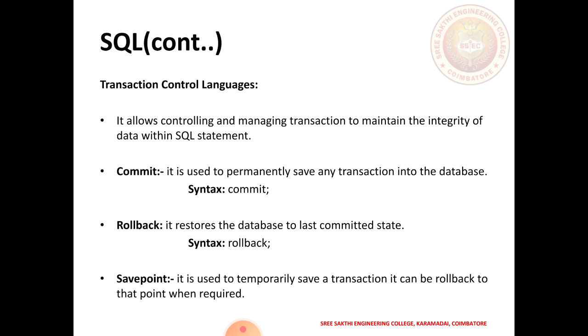Next, TCL, transaction control language. It is used to control and manage the transactions. Here we are using 3 syntax: commit, rollback, savepoint. Commit is used to make changes permanently. Whenever data operations have been performed or commands applied, after that, when we give the commit command, whatever operation has been done before the commit can be saved permanently. Rollback is used to restore to the last commit statement. Savepoint temporarily saves a transaction and it can be rolled back based on the variables.